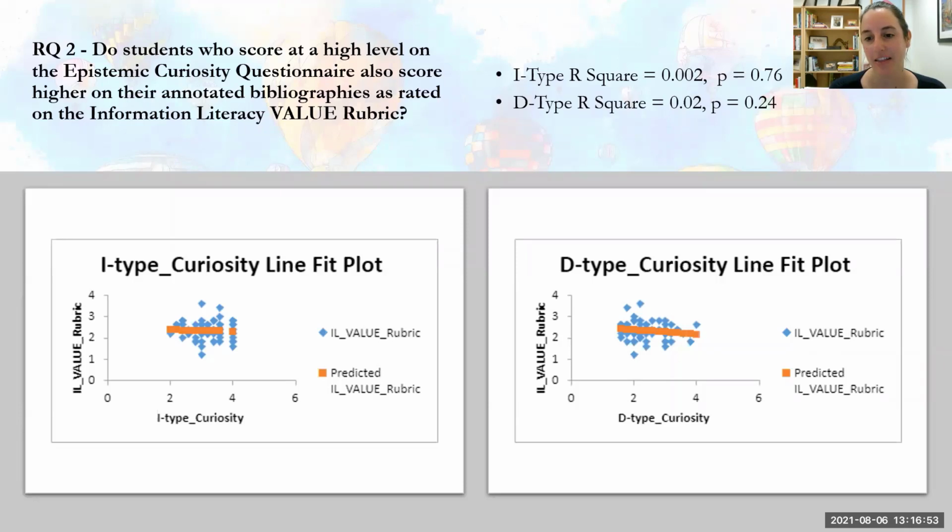And when you look at it, they're kind of all over the place. The line's not really showing any trend. So I did not find a relationship between epistemic curiosity and their scores on their annotated bibliographies. But again, this is a small sample size, 1 school, so not sure how generalizable that will be.